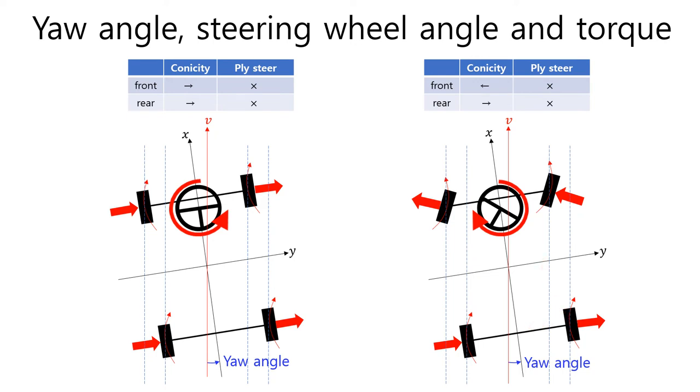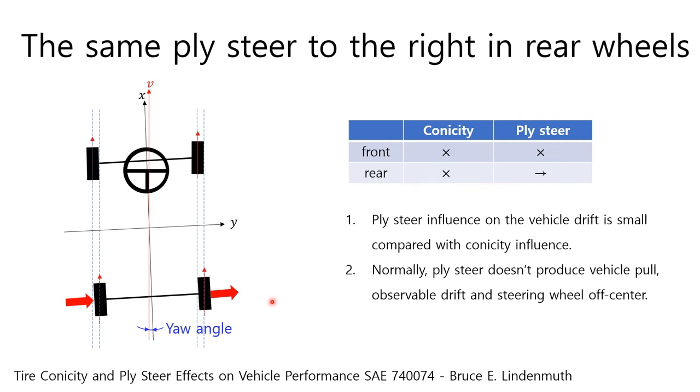This time, let's look at the case where the residual cornering force due to the ply steer on the rear wheels acts to the right. Ply steer influence on the vehicle drift is small compared with conicity influence. Normally, ply steer doesn't produce vehicle pull, observable drift, and steering wheel off-center.